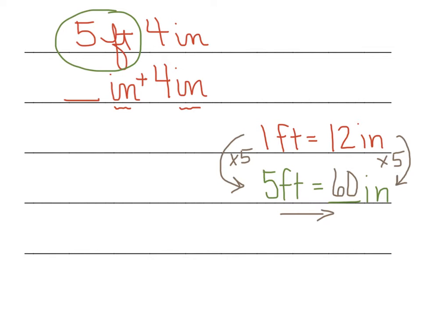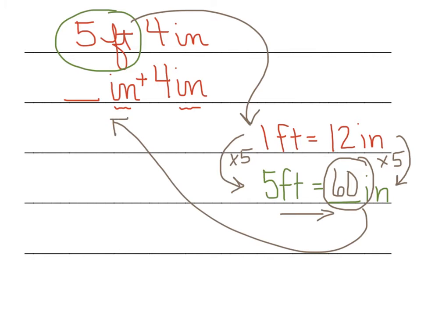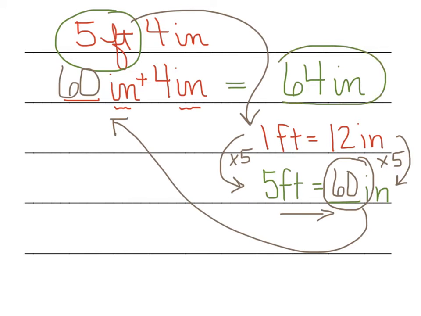So I've done my conversion of feet converted to inches. So now I'm going to take this number, and like I put this one over here, I'm now going to put this one back up here. And I'm going to have 60 inches plus 4 inches equals 64 inches. And then I'm going to circle my answer.